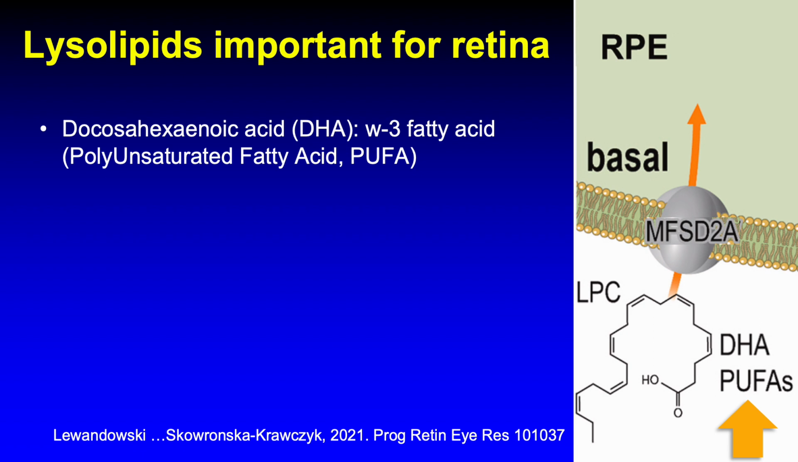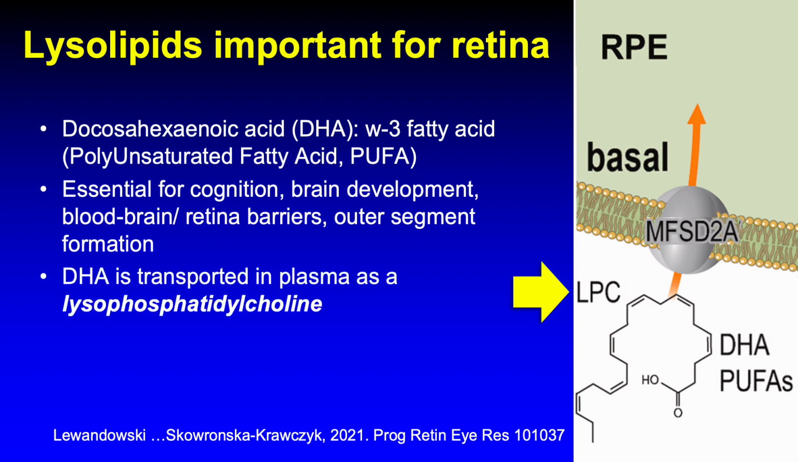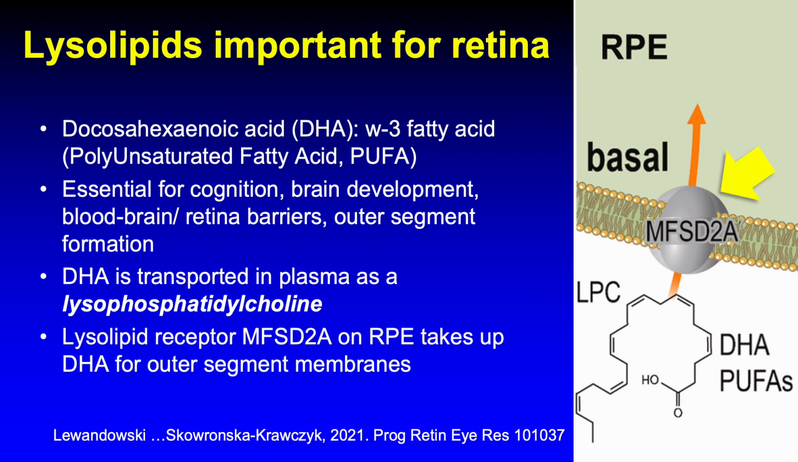Docosahexaenoic acid, DHA, is an omega-3 fatty acid, and it's essential for cognition, development of brain and outer segments, and formation of the blood-brain and blood-retina barriers. DHA is transported in plasma as a lysophosphatidylcholine, and the lysolipid receptor MFSD2A on the RPE takes up DHA for outer segment membranes.